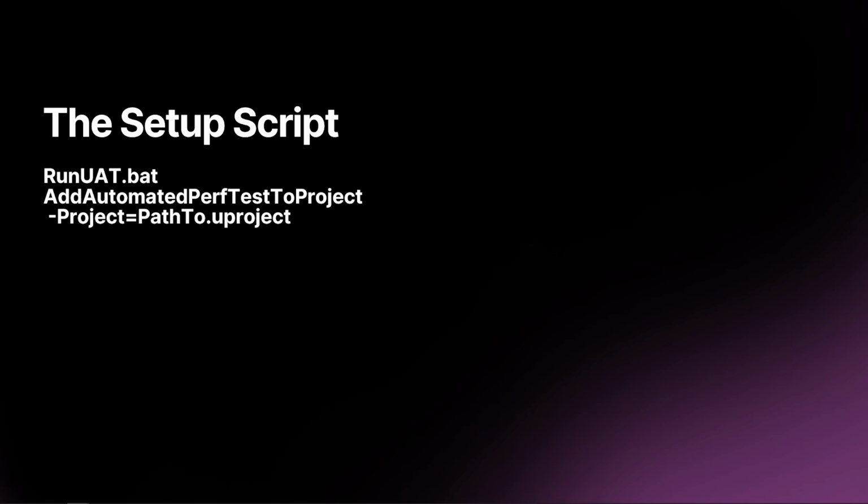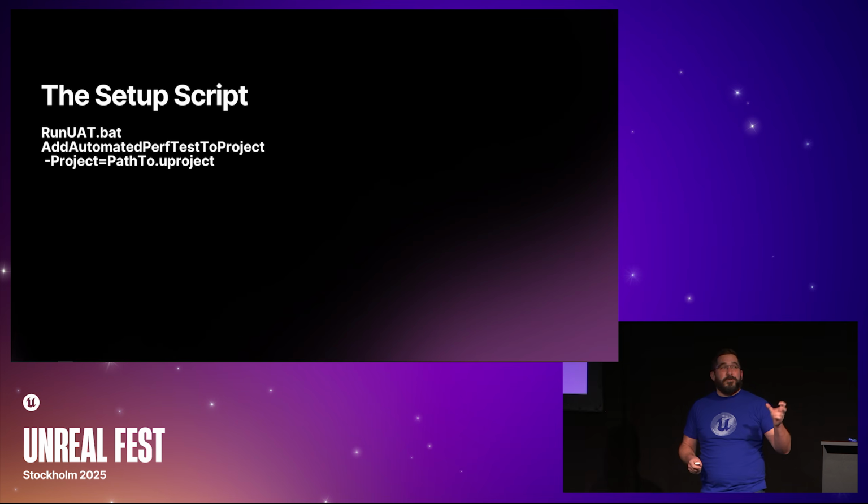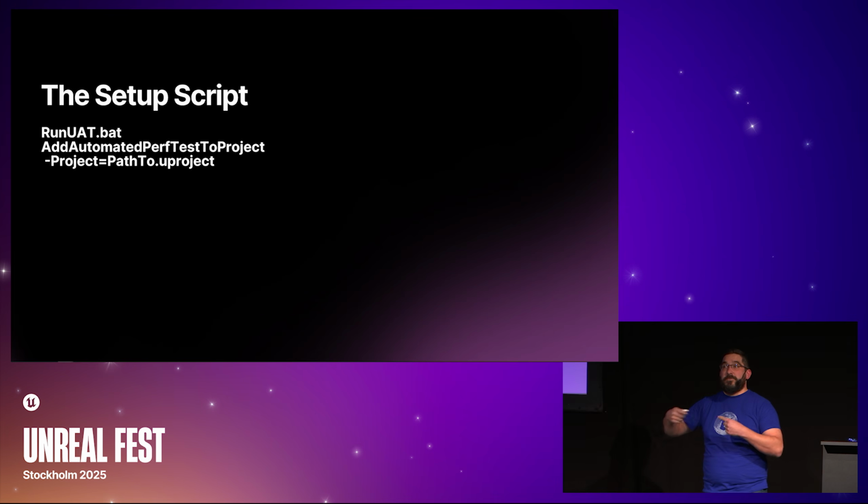One of the things that I thought was really important as we were developing this framework was I wanted to make it easy for people to set up, right? The early version of this was literally called build machine boilerplate scripts. Not great, but what we managed to add was a command to UAT, so you can call RunUAT.bat, add automated perf test to project, and then just pass in the path to your project.